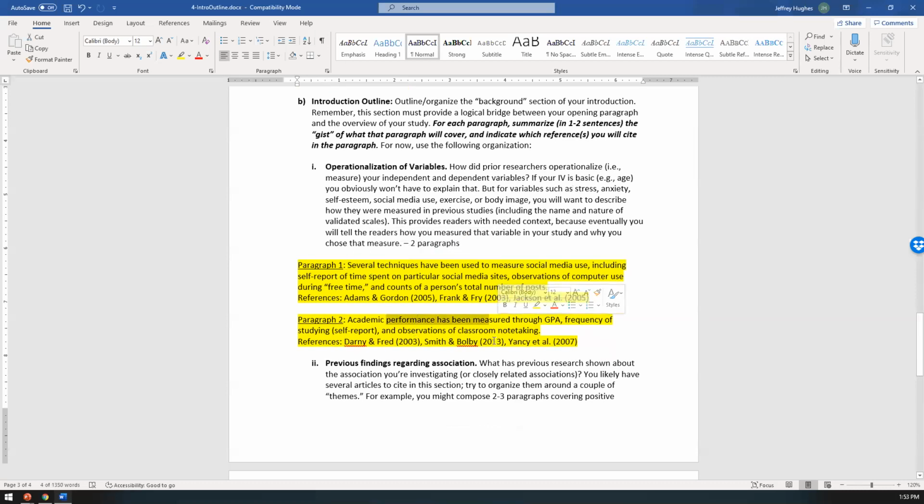Let's just say paragraph 1 is your independent variable, paragraph 2 is your dependent variable, and you just write 1 or 2 sentences on how they were measured. These sentences aren't going to go into your paper. This is just for you to know that, okay, hey, this paragraph is going to be about this. And so you just get a general idea whenever you go to write the actual intro in a week. So yeah, paragraph 1, how did they measure your IV? Paragraph 2, how did they measure your DV? And make sure you include references at the bottom of each, just so that way you can go back to them later.